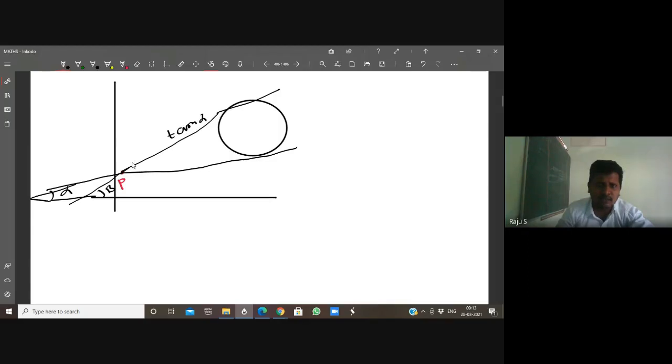Why tan alpha? Because every line has a slope. This I am taking as m1. So this is also a tangent. Tangent having slope m2. m2 is equal to tan beta. I am taking like that. Okay, from the point P. Now look at here.